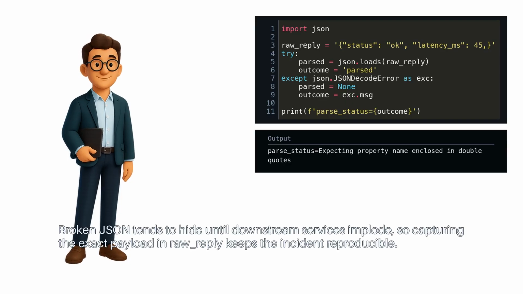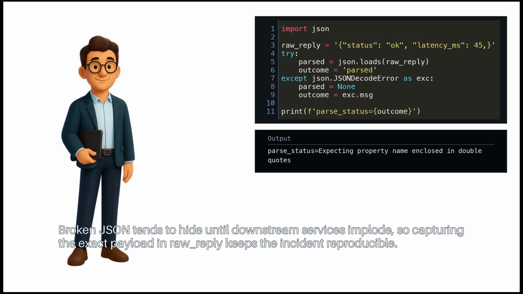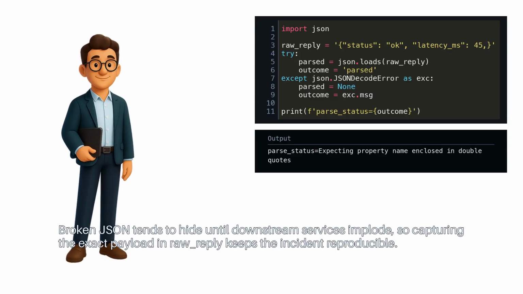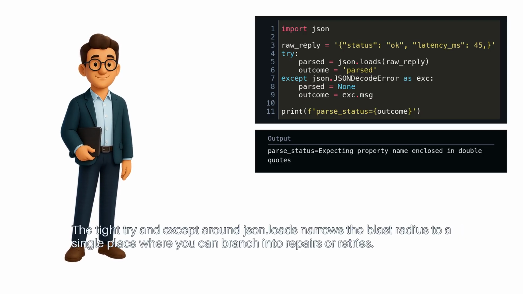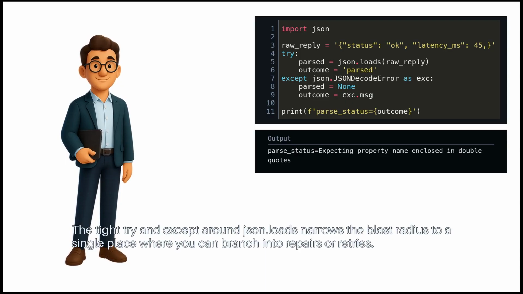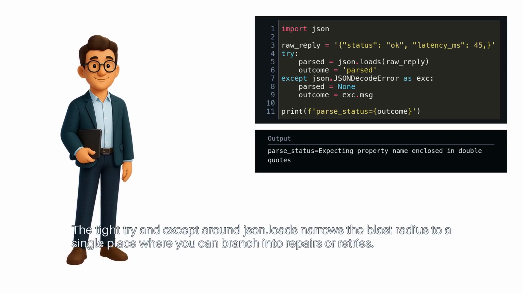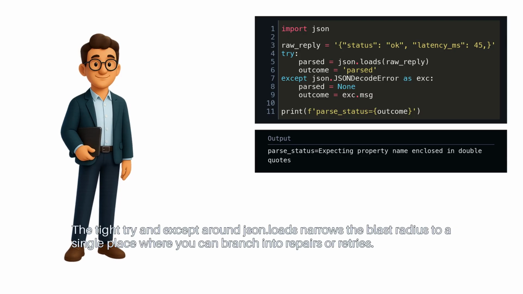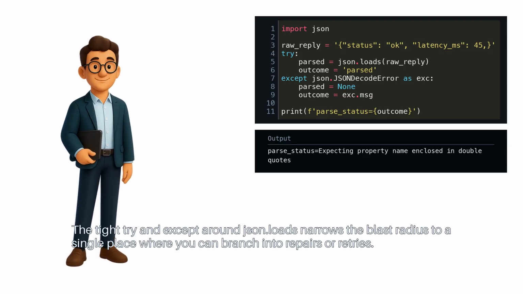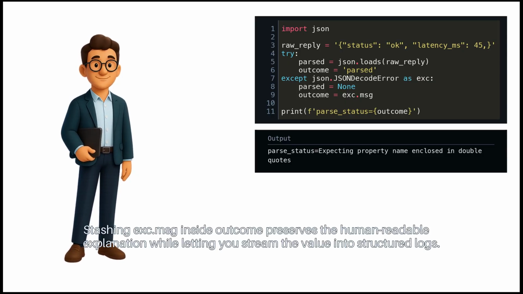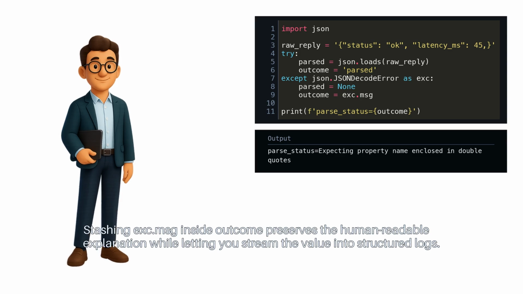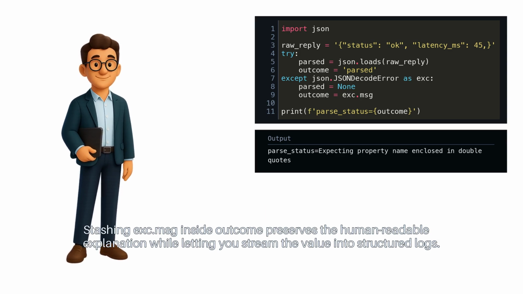Broken JSON tends to hide until downstream services implode, so capturing the exact payload in raw reply keeps the incident reproducible. The tight try and except around json.loads narrows the blast radius to a single place where you can branch into repairs or retries. Stashing exc.msg inside outcome preserves the human-readable explanation while letting you stream the value into structured logs.